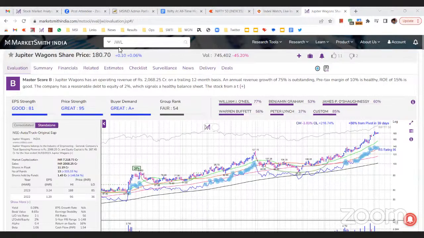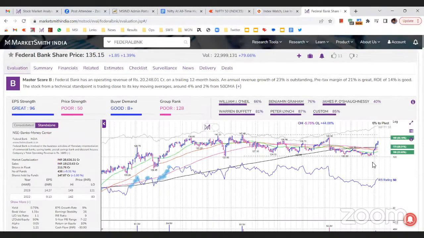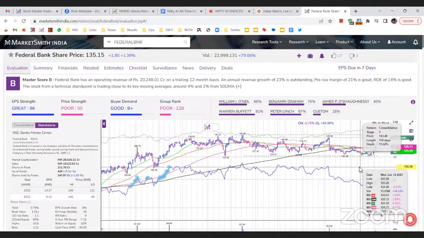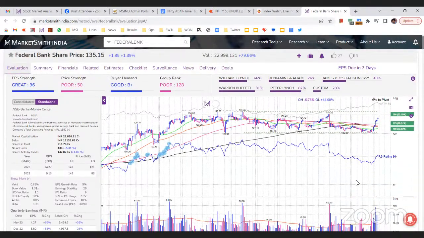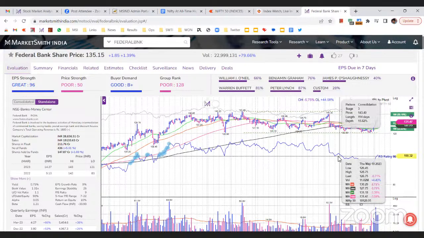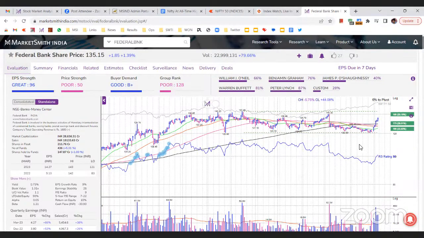The other one we can look at is Federal Bank. Earlier, not this time, but more than 8 months back, the stock was in our model portfolio, and we were able to book some handsome profits. This is the stage three consolidation base that is getting formed. When it broke out from the stage two base, we did add it to our model portfolio and booked some good profits. As you can see, the stock is still able to deliver very good results.